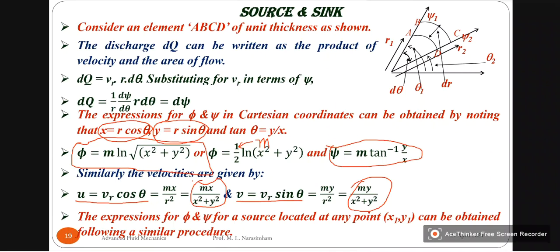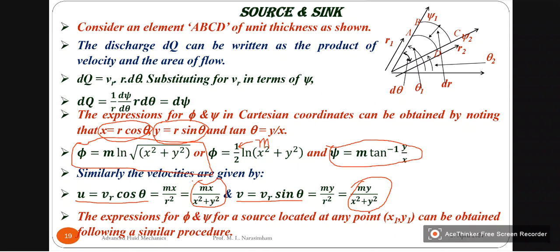The case of sink will be simply that you replace m by minus m, wherever it is, whether in the expression of phi, or psi, or in the expression for u or v, or vr or v theta. So wherever you have m, simply replace it by minus m. So this is about the sink.